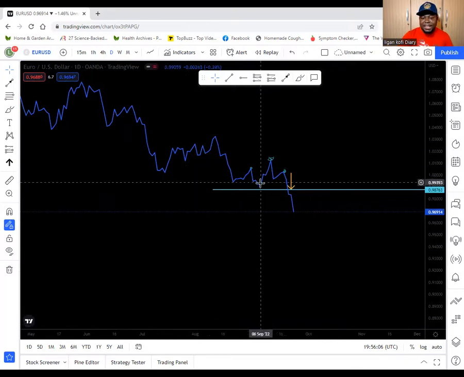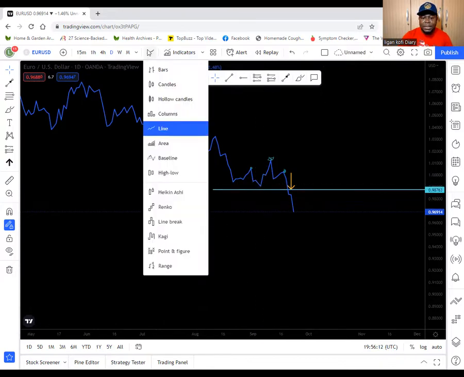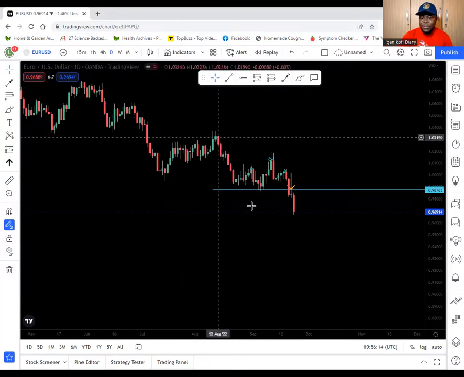It's just that the neck has shifted a bit because on linear chart, you are not able to see the wicks. But if I put it on candles, you will see the wicks. You see the wicks?